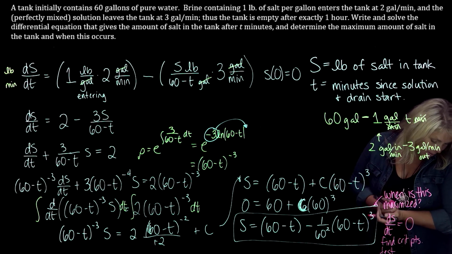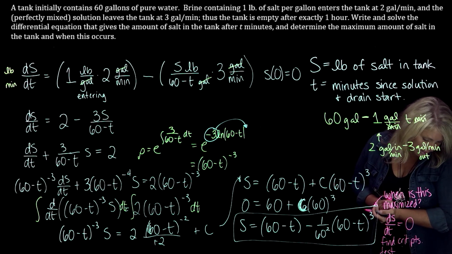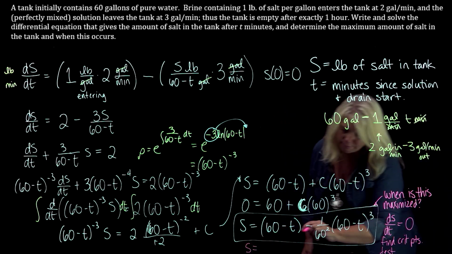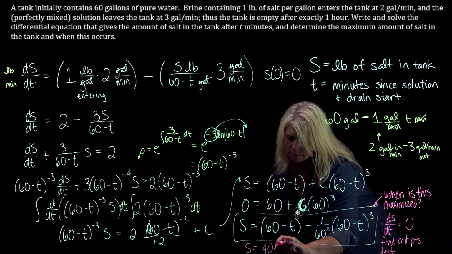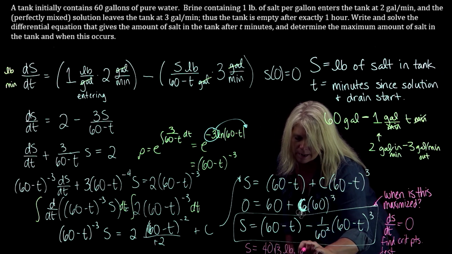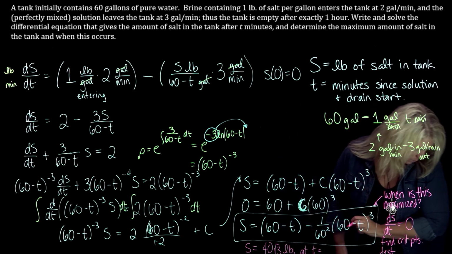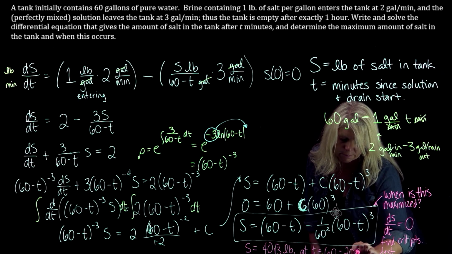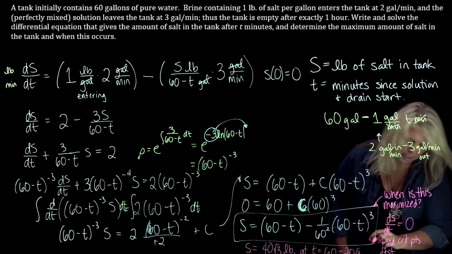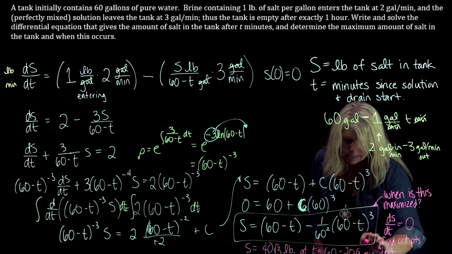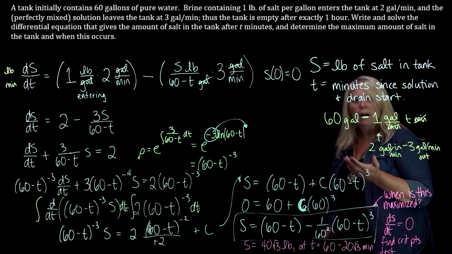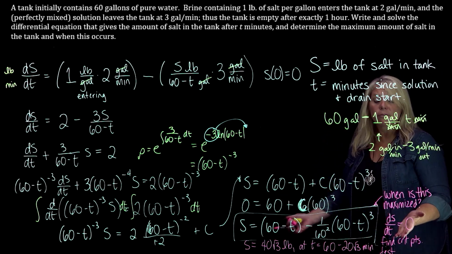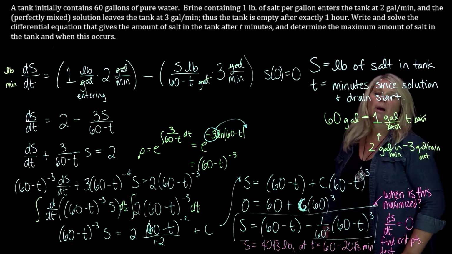So when you do that for this one, you should get a maximum value of salt in the tank of 40 square root of 3 pounds at t equals 60 minus 20 square root of 3. What was our unit of time here? Minutes. All right, so that should be your maximum value. So you should try that. Go ahead and find that derivative, set that equal to 0, and solve for t, and then test that, and then that gives you your maximum value there.